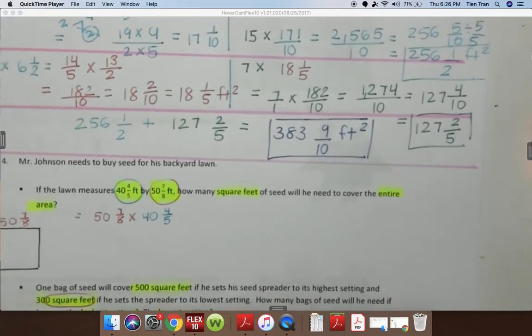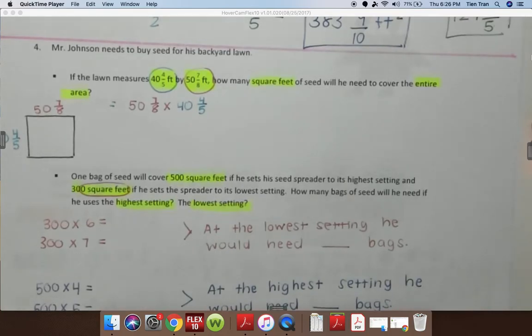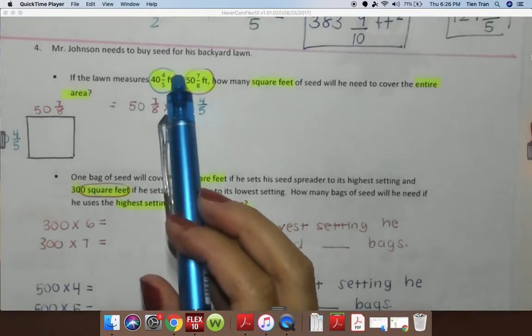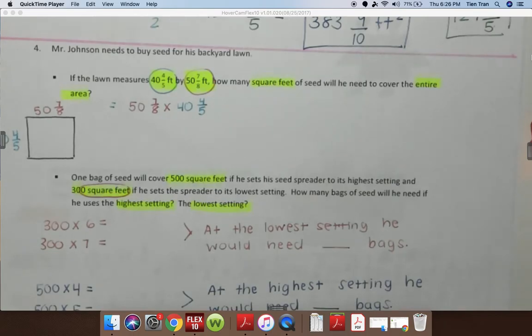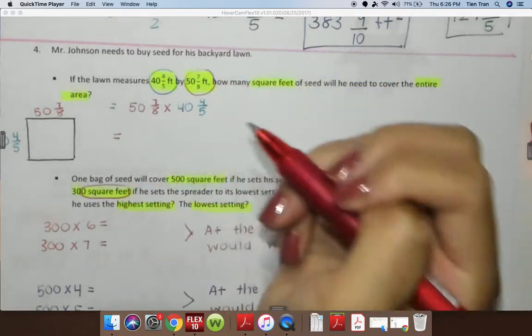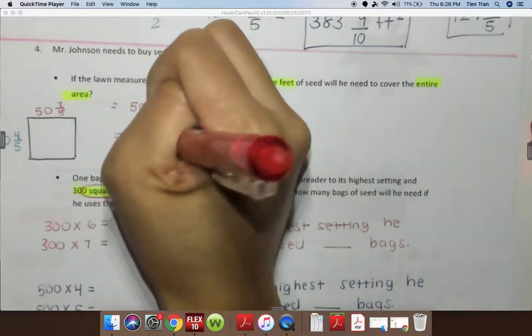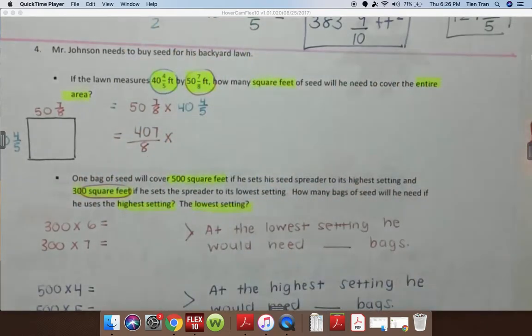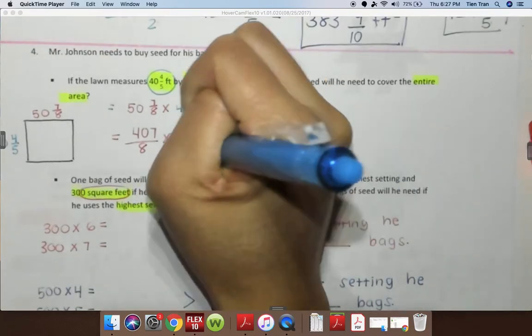Okay. Problem 4. Mr. Johnson needs to buy seed for his backyard lawn. If the lawn measures 40 and 4/5 feet by 50 and 7/8 feet, how many square feet of seed will he need to cover the entire area? So first things first, I need to multiply these numbers together. I have 50 times 8, which is going to give you 400, and 400 plus 7 is 407 over 8. On the other side, I have 40 times 5, which is going to give me 200. 200 plus 4 is going to give me 204 over 5.